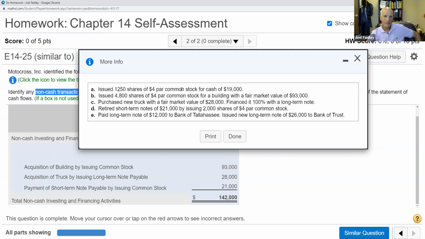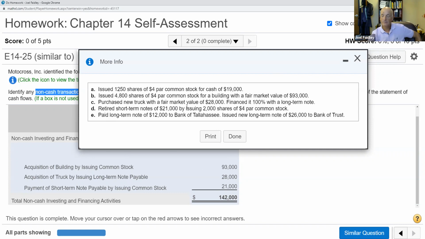So it said we issued shares. Well, that would be up there in the body of your statement, but we're not doing that here. Issued these shares, so that's irrelevant. Purchased a new truck with a fair market value of 28,000, financed it 100% with long-term notes. So there you go. There's 28,000. Issue 400 shares for a building with a fair market value. So that's stock for a building. There's no cash involved. So that 93,000 would be there. I went too fast. So B is here. C is there. Retired short-term notes of 21,000 by issuing stock.